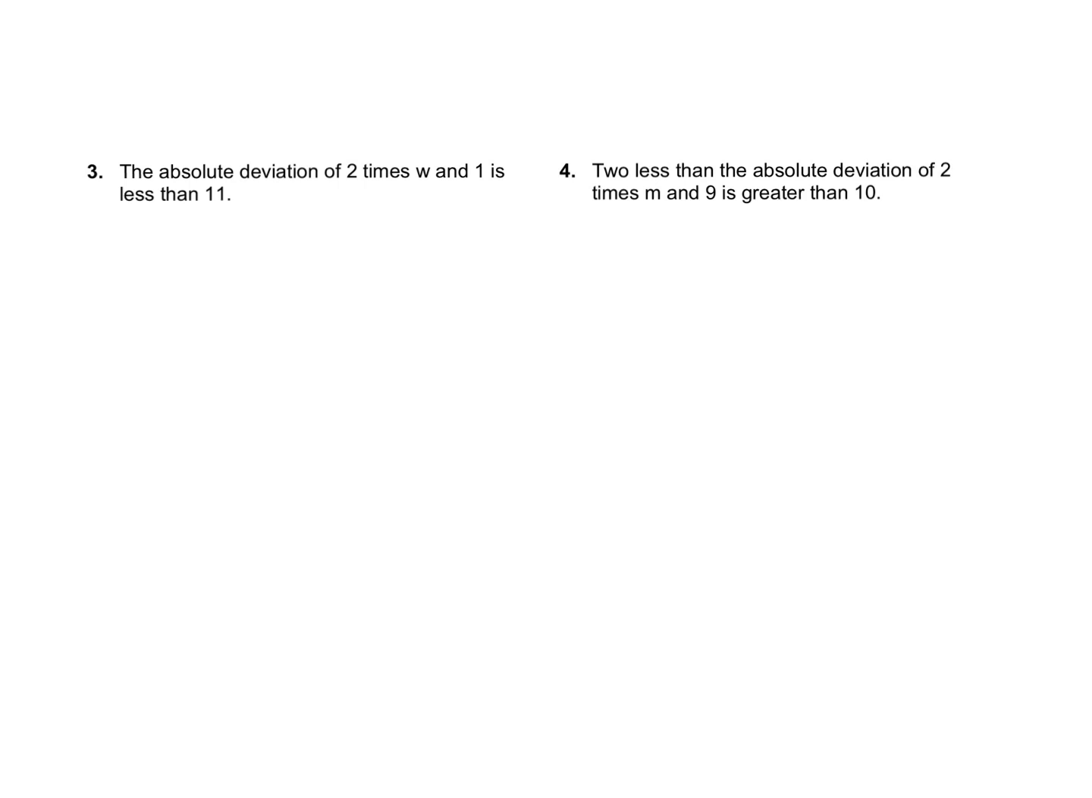All right, so question number 3, we have the absolute value, or absolute deviation of 2 times w and 1 is less than 11. So we're going to write that as 2 times the absolute value, or the absolute deviation of 2 times w and 1, remember it's minus then 1, is going to be less than 11.